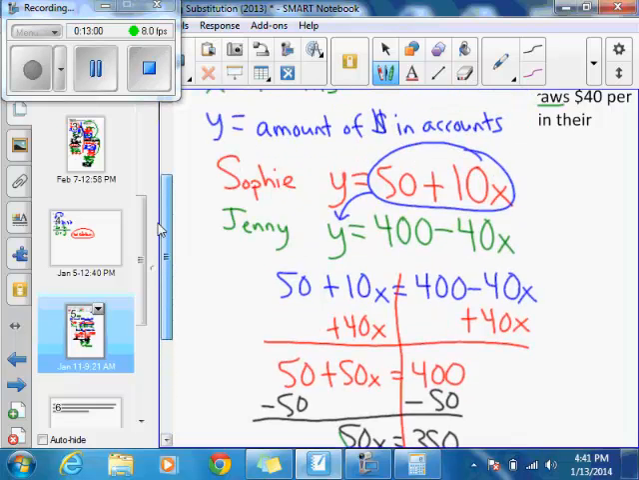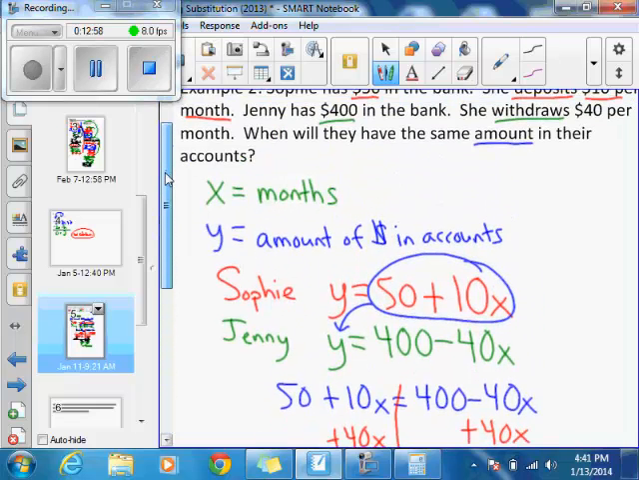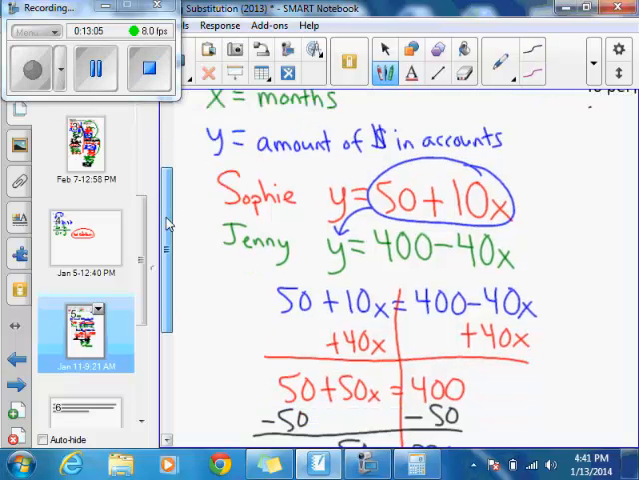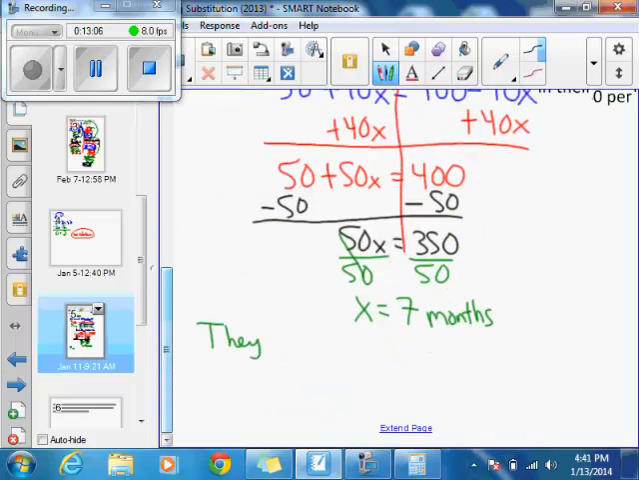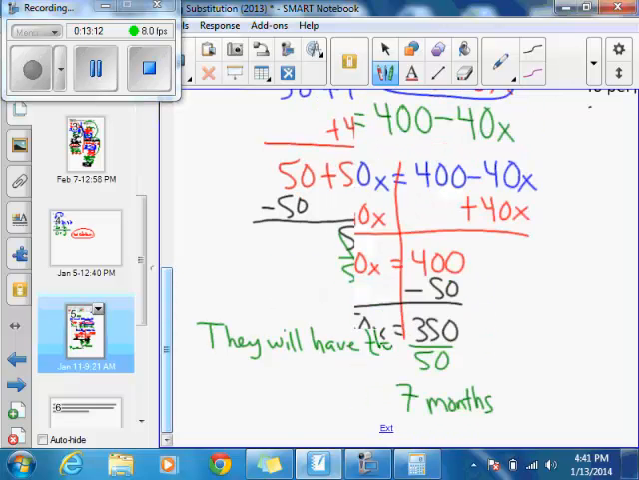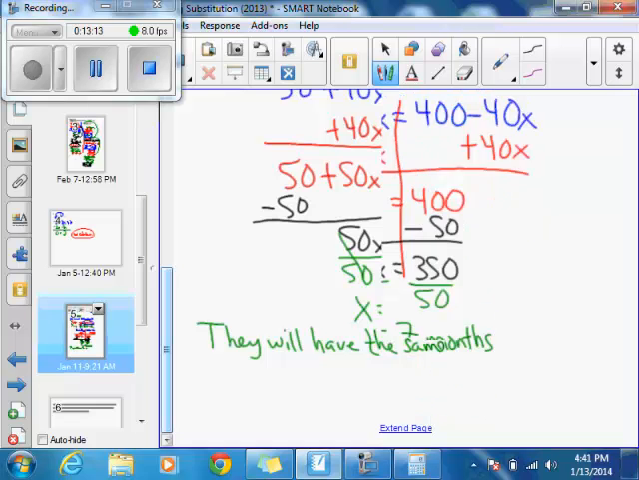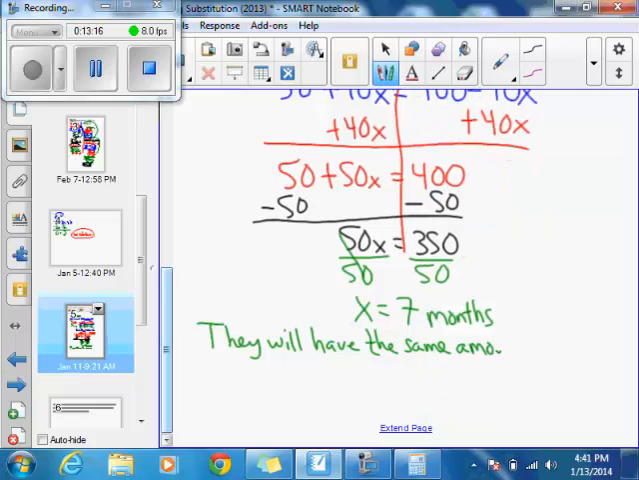Now, the good news is the question asks when will they have the same amount in their accounts. Because it's asking when, it's asking for time. So they will have the same amount in their accounts at 7 months.